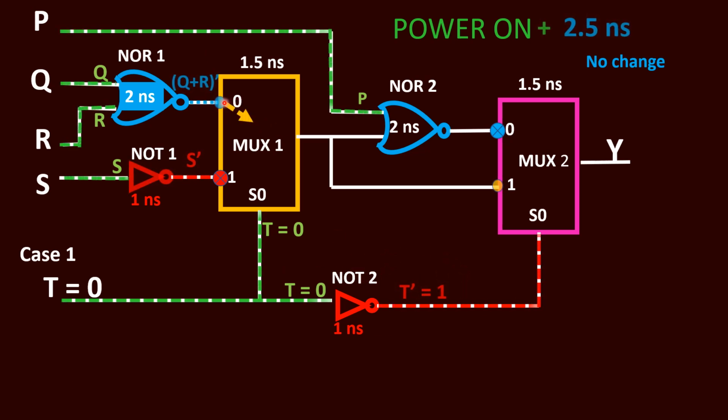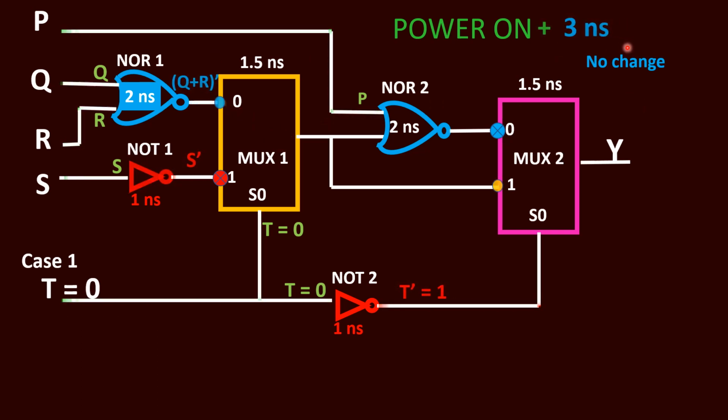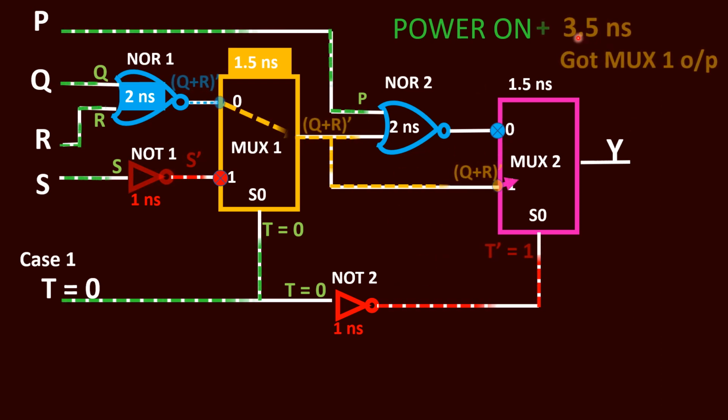This data is being processed and it is being forwarded. So after 3 nanoseconds, still the previous condition prevails and no change, and this data is still being forwarded because here the propagation delay is 1.5 nanosecond. So this data reaches by 2 nanosecond. So after 3.5 nanosecond only it will reach the output side. So when you have this 3.5 nanosecond, we get the output at the multiplexer number 1.